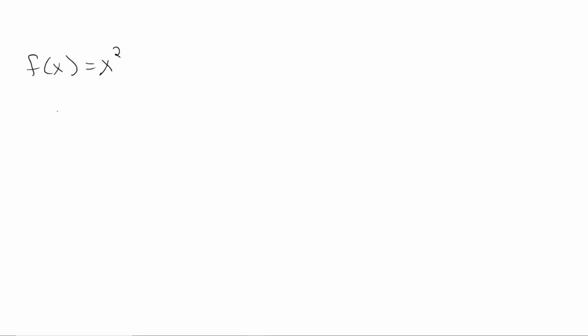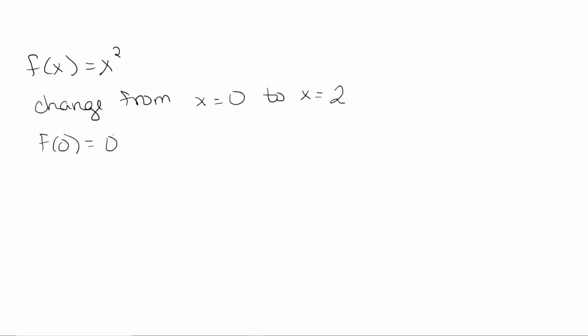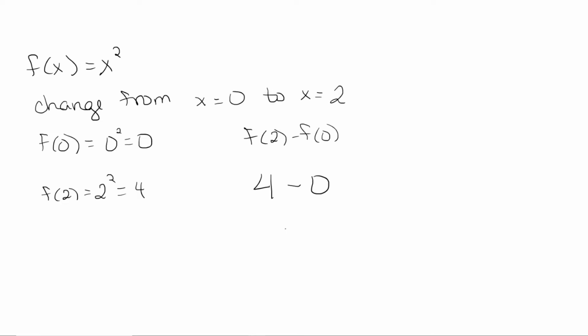Let's consider something like f of x equal to x squared. And in this case, I want to find the change from x equal to 0 to x equal to 2. I need to plug in each of my values. 0 squared is 0, and 2 squared is 4. And then we subtract f of 2 minus f of 0, the bigger input minus the smaller input. In this case, my net change would be 4.